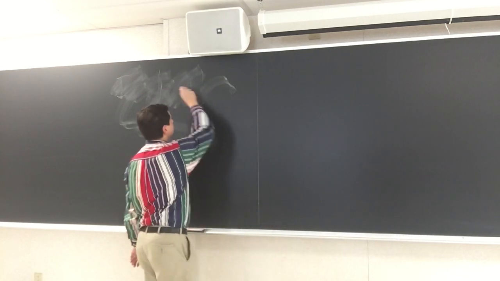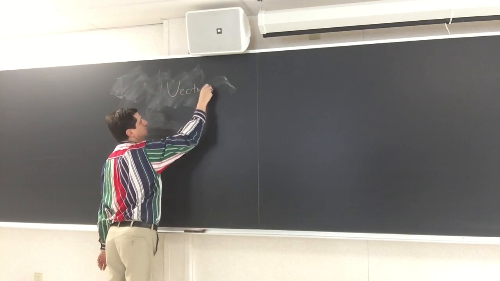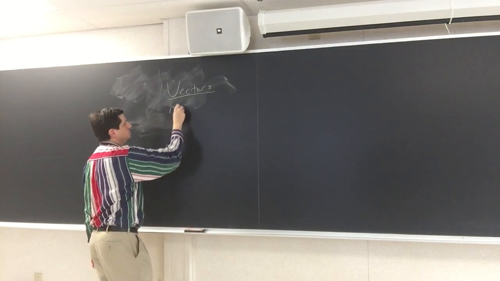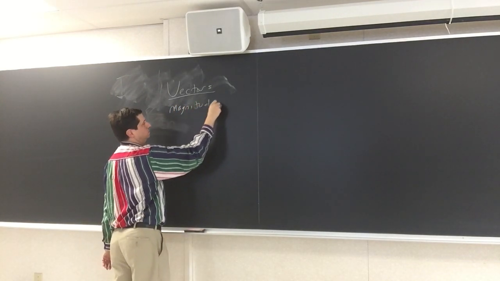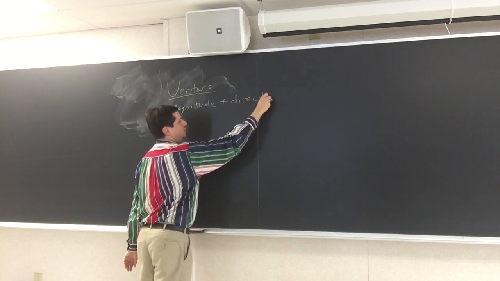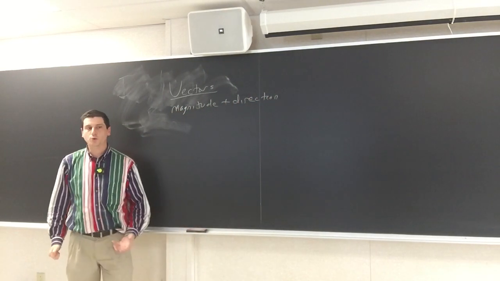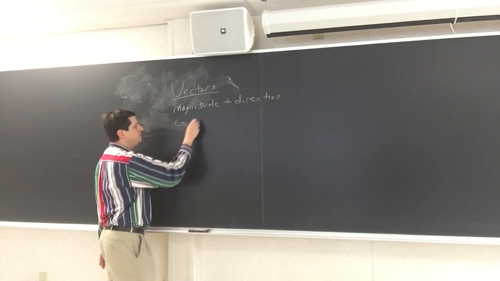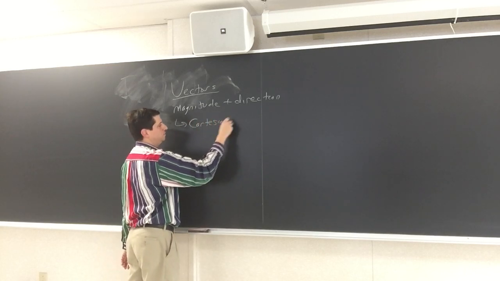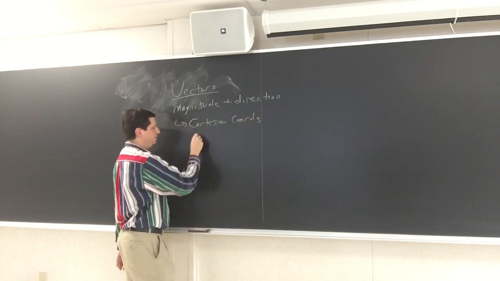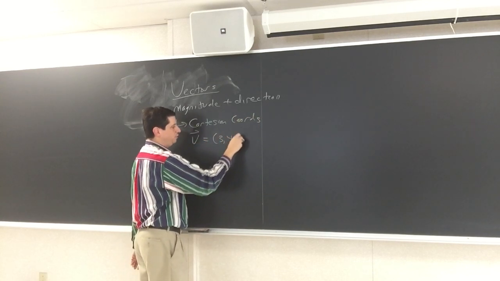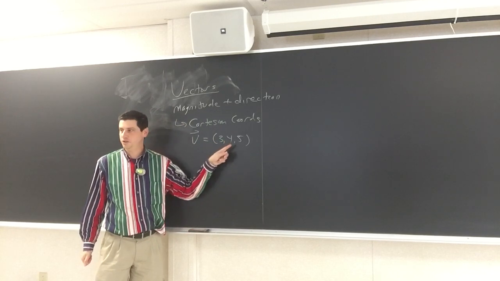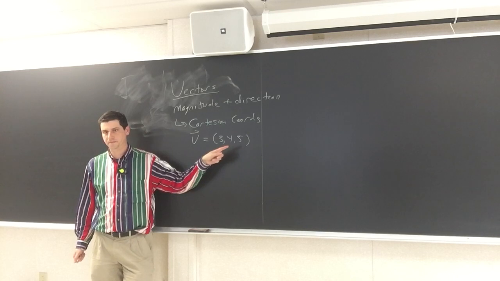So briefly with vectors, you normally think of a vector as having a magnitude and a direction. And then we get to choose what coordinate system we want to use when we write our vectors. So for the most part, we typically use Cartesian coordinates. So if I write, v is 3, 4, 5, this means 3 units in the direction of the x-axis, 4 units in the direction of y, 5 units in the direction of z.